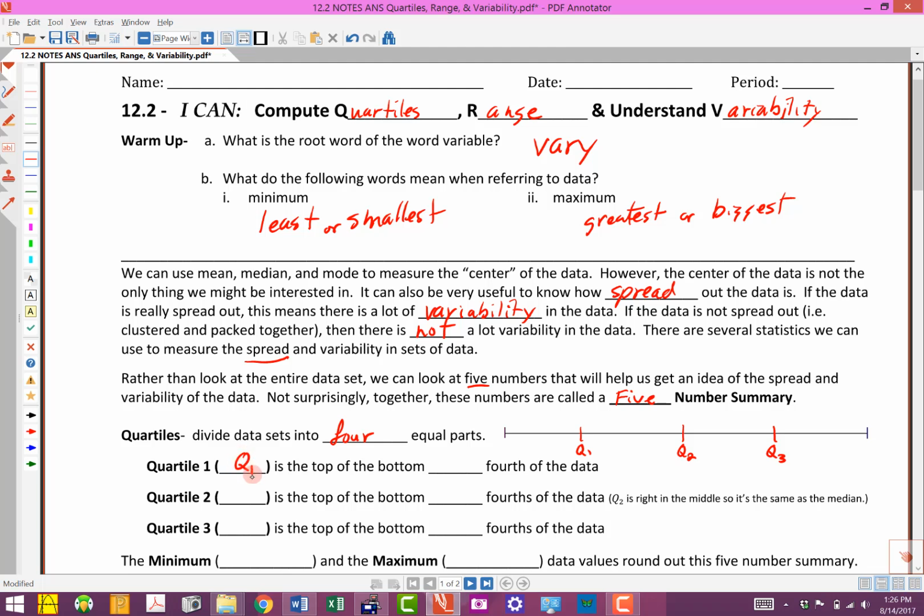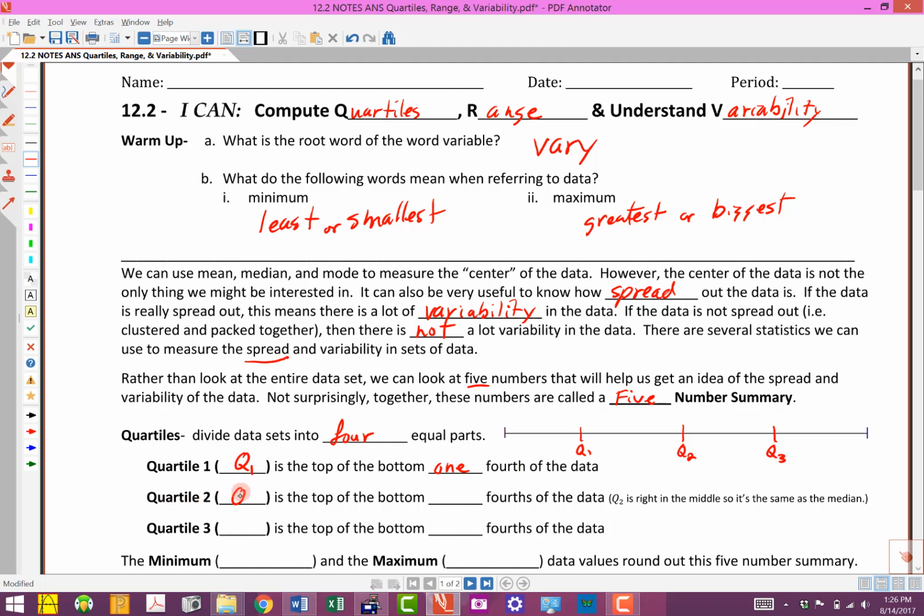A big capital Q with a subscript 1, a little smaller and set down a little bit lower. It's the top of the bottom 1/4 of the data. So the first fourth, that's why we call it Q1.